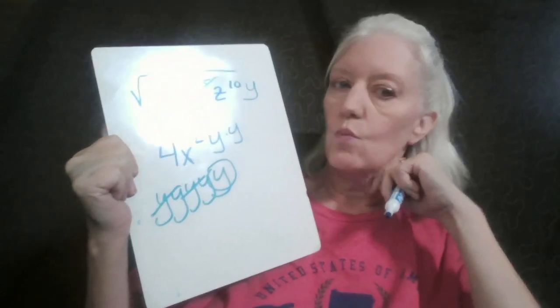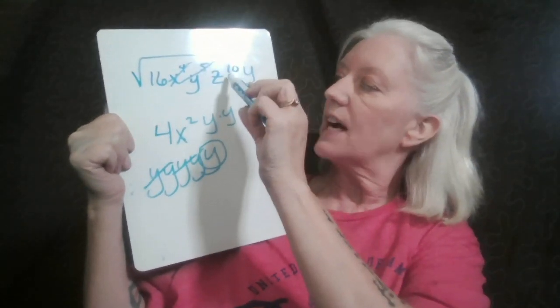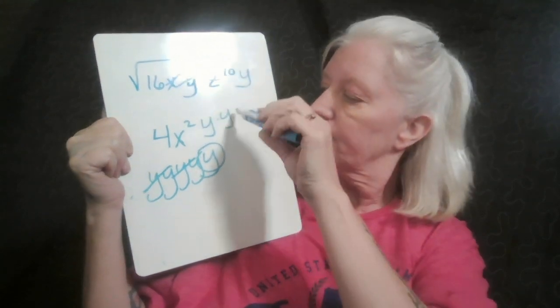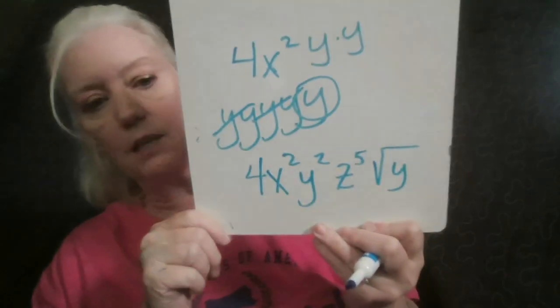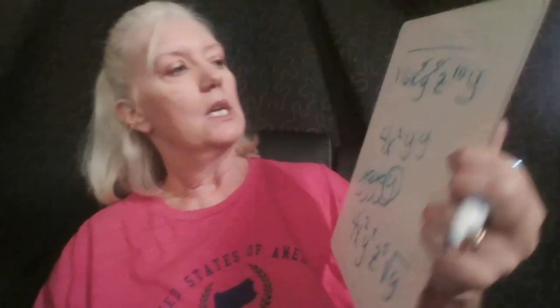Now, using your rules that we've been talking about here, if I just divide this by 2, I get 5. So what is now on the outside is 4x squared y to the second, and then it'll become z to the fifth. And then I still had that one y that had to hang out underneath because that one y didn't have anything to go with. All right, let me do another one like that.